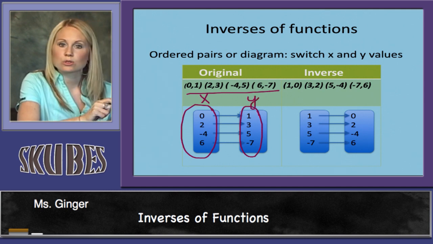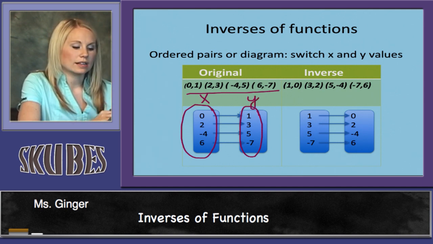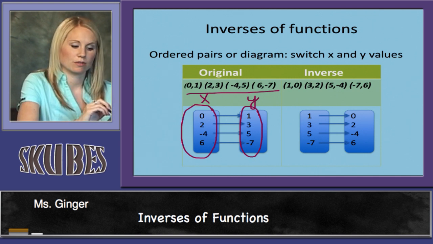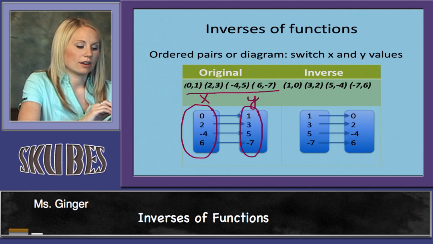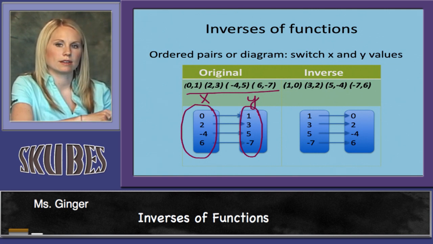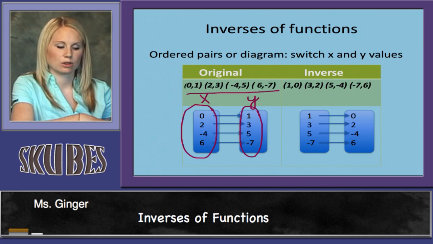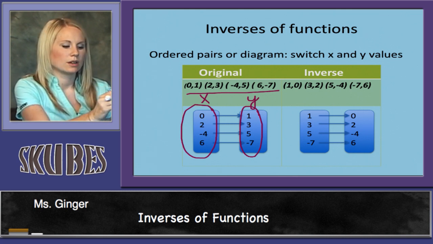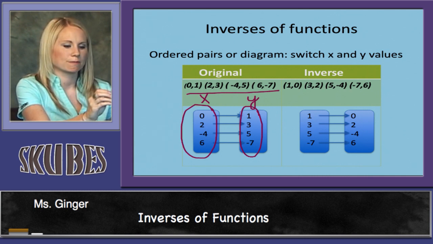To find the inverse, we'll just switch them all. So our x values need to become our y values. You can see that that's happened over here on the right. And our y values have become the x values. Very simple, just switch them and then you can do whatever you need to with that. You can go graph the new set or list it as a set of ordered pairs.